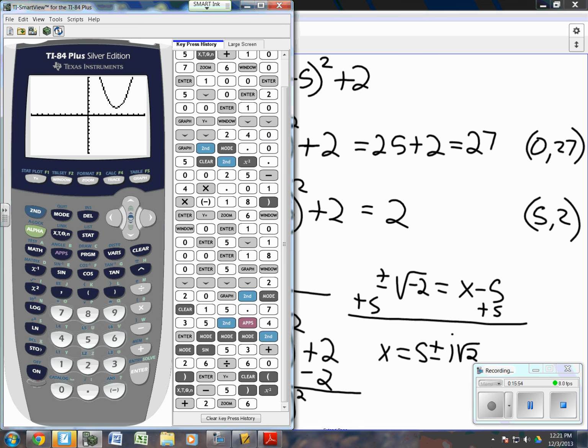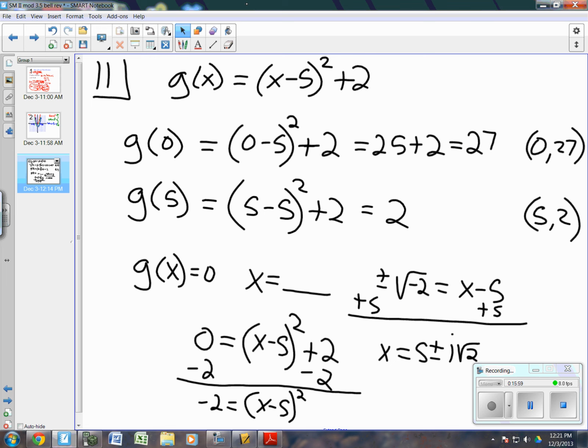If you come up with an imaginary solution in the future, on any of these other problems, all I want you to do is write the answer like this: 5 plus or minus the square root of negative 2. Just leave it as the square root of negative 2 because we haven't learned about imaginary numbers yet. Okay? You can put i square root of 2 if you want, if you know it. Okay? We'll be talking about those soon.